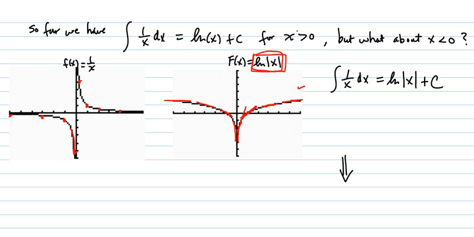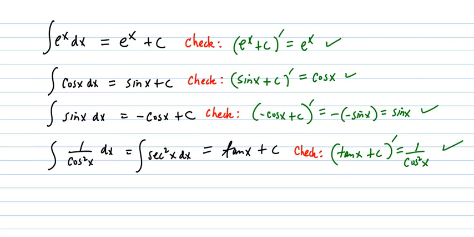Now we go on to the next page to get some other special ones. The integral of e to the x, just the antiderivative of e to the x, is e to the x, of course. Check that. Take the derivative of e to the x plus a constant. Constant differentiates to 0, and you get e to the x. Integral of cosine is sine, because if you differentiate sine, you indeed get back to cosine.